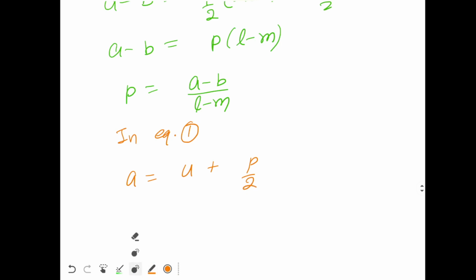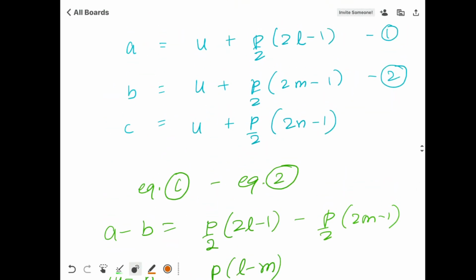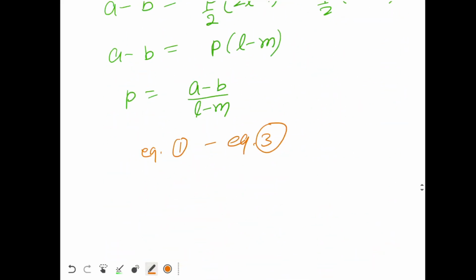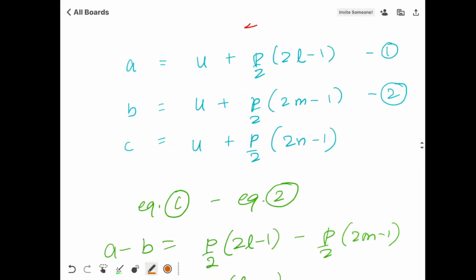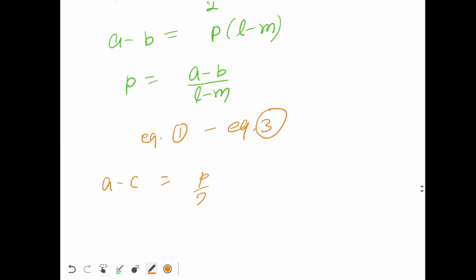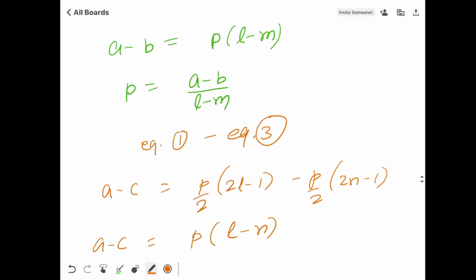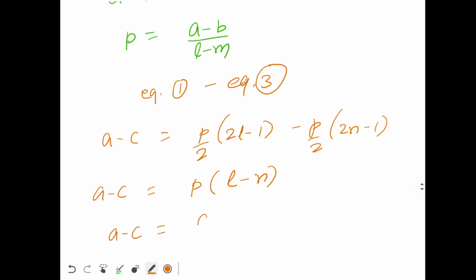Or let's do something, let's not follow this step, this will be lengthy. Let's subtract now 1 and 3. So equation 1 minus equation 3 will be what? So a minus c is equal to, again u will cancel out, and we will get p by 2 times 2l minus 1 minus p by 2 times 2n minus 1. So this will be equal to p times l minus n. This is a minus c. And what is p? We just calculated. So a minus c is equal to a minus b by l minus m, into l minus n.